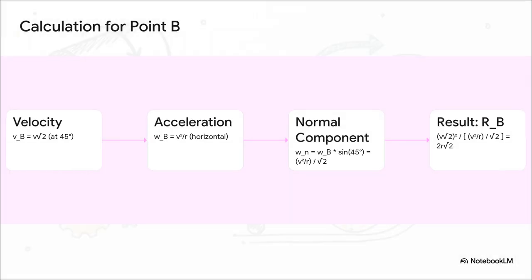Now for point B. This one needs one little extra step. Its velocity is off at that 45-degree angle, but its acceleration is pointed straight horizontally, so they aren't perpendicular. We need to find the component of that acceleration that is perpendicular to the velocity. And a little bit of trig tells us we just need to multiply by the sine of 45 degrees. Once we have that normal component, we're back in business. We plug our velocity and our new normal acceleration into the formula, do the math, and we get 2 times the square root of 2 times r.